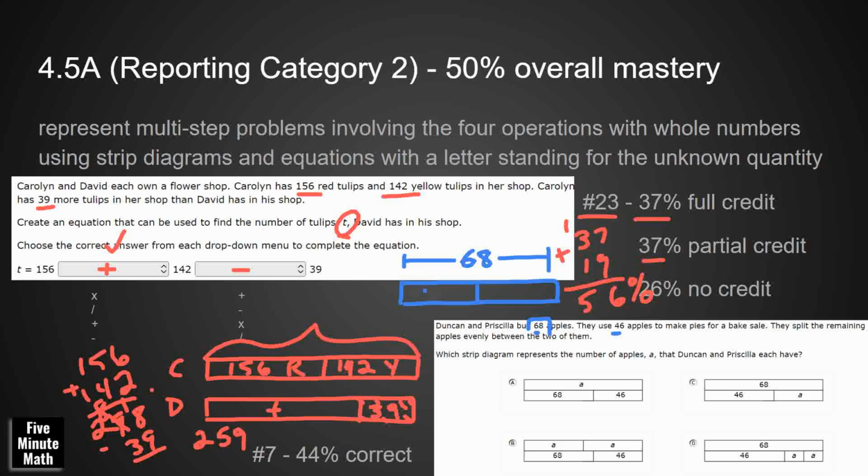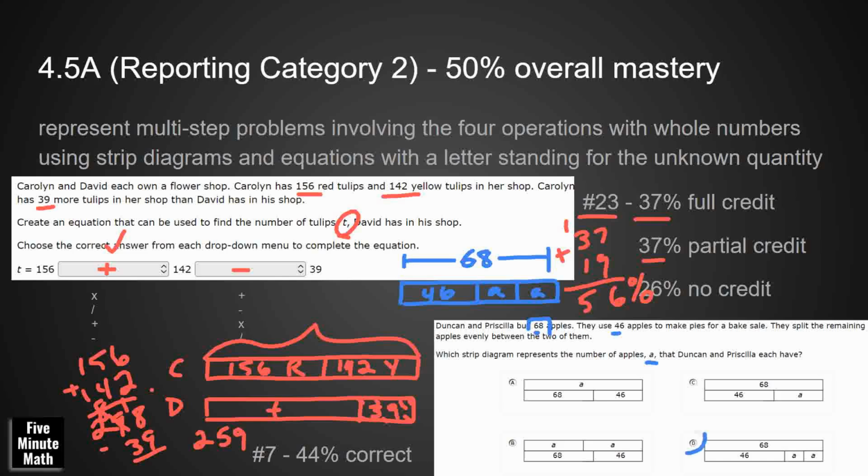So I'll say 46. I'm not going to try to make it proportional. To make pies for the sale. And then they split the remaining apples evenly between the two of them. So there's two of them. So they're going to cut it in half like this. And A is the number that each of them have in their equal group. So I can just put an A.